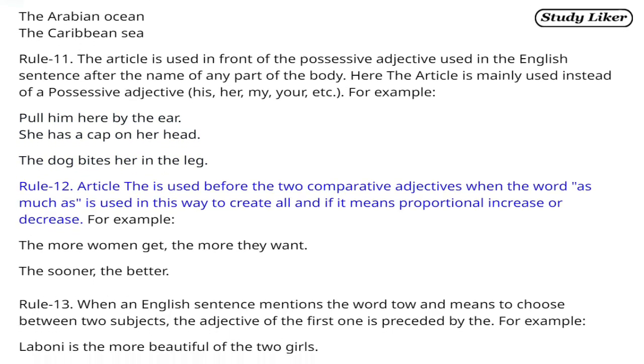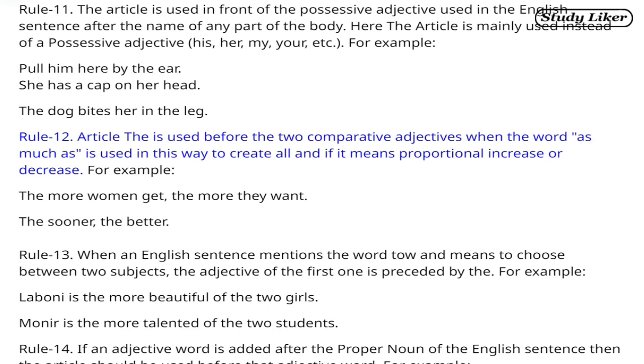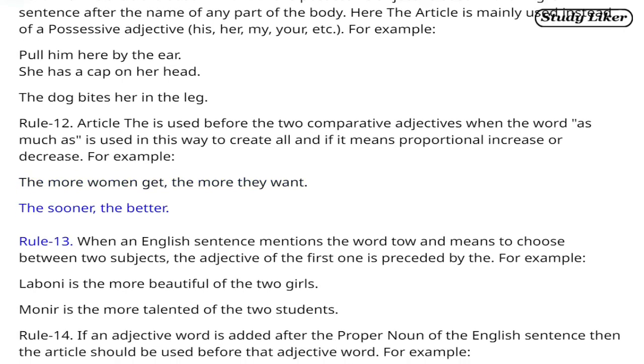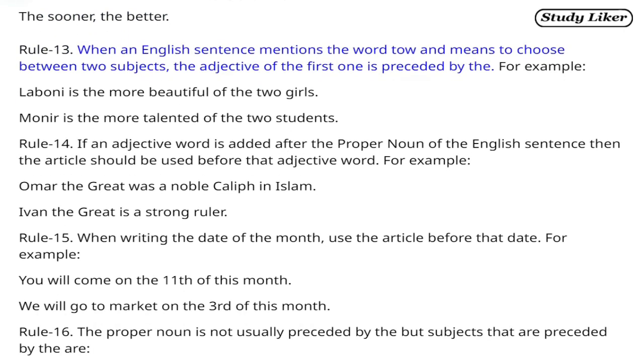Rule 12. The article the is used before two comparative adjectives when the word as much as is used in this way, if it means proportional increase or decrease. For example, the more women get, the more they want. The sooner, the better. Rule 13. When an English sentence mentions the word to and means to choose between two subjects, the adjective of the first one is preceded by the. For example, Laboni is the more beautiful of the two girls. Monir is the more talented of the two students.